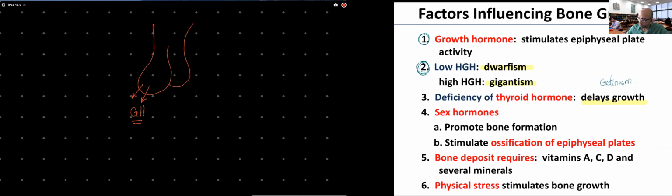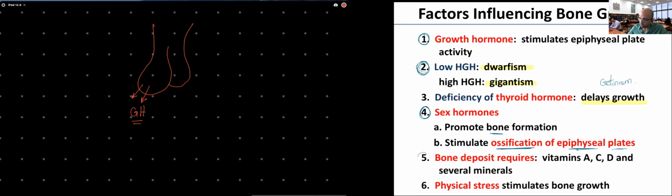Other factors include the sex hormones. Sex hormones, as we mentioned, would be promoting bone formation. They stimulate the ossification of the epiphyseal plate. Remember, I am boosting up the cartilage formation as well as the replacement of the cartilage by bone, but the ossification is at a faster rate compared to the cartilage formation.